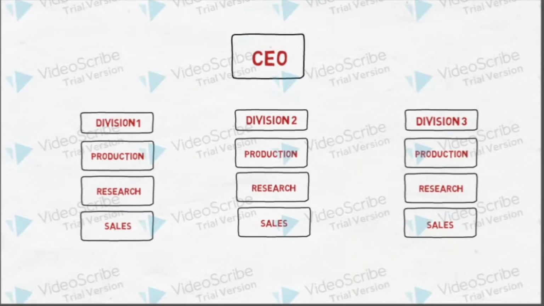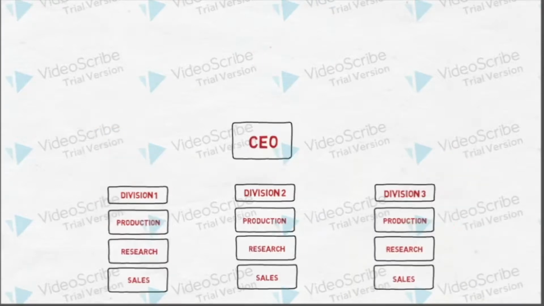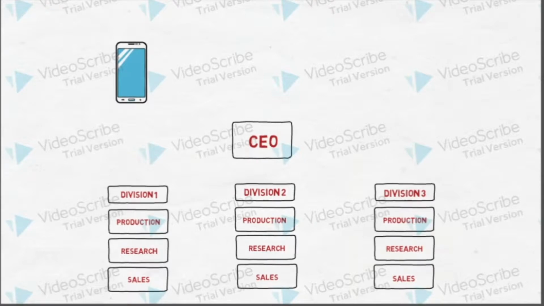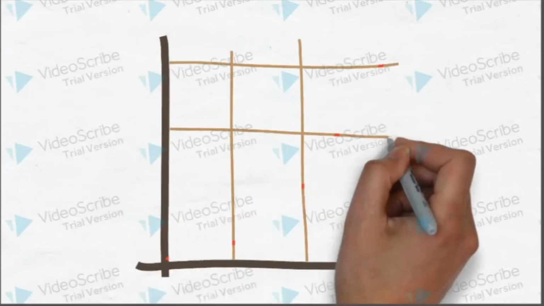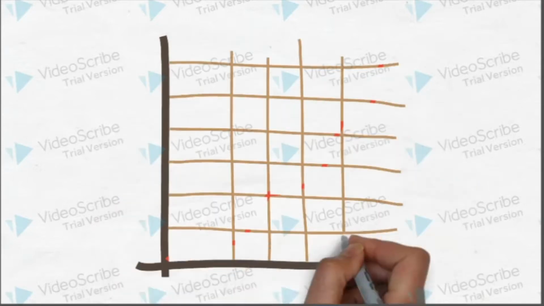A divisional structure is built up of separate divisions on the basis of products, services, or geographical areas. Each division can respond to the specific requirements of its product market strategy, using its own set of functional departments. A divisional structure is most suitable for large and dynamic organizations.